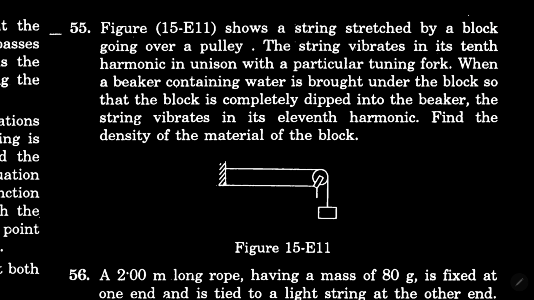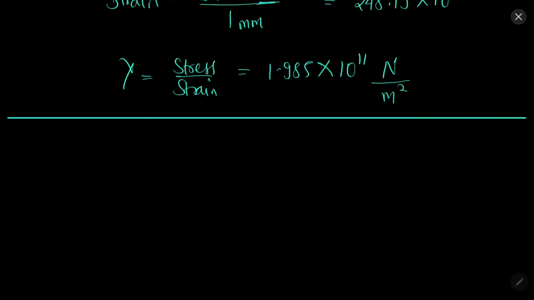In question 55 we have this figure. When a beaker containing water is brought under the block so that the block is completely dipped into the beaker, the string vibrates in its 11th harmonic. Find the density of the material of the block. Solution 55.